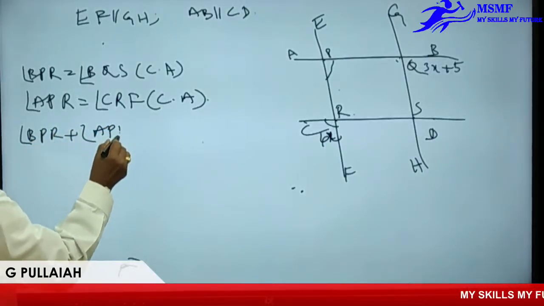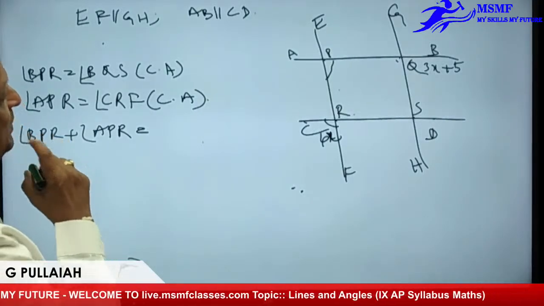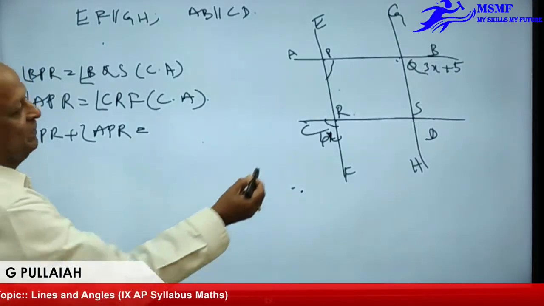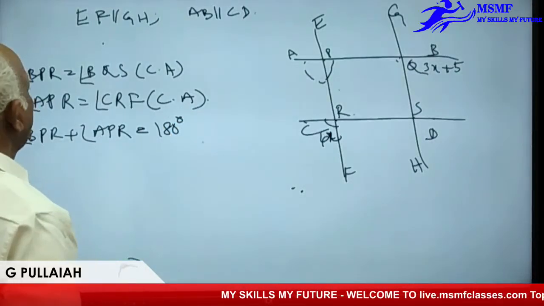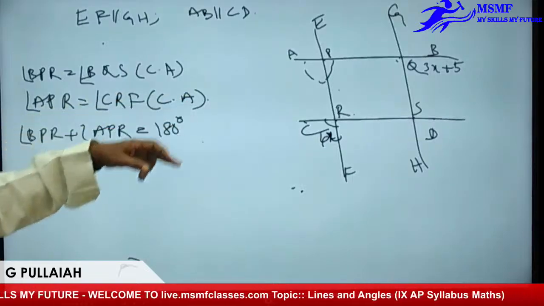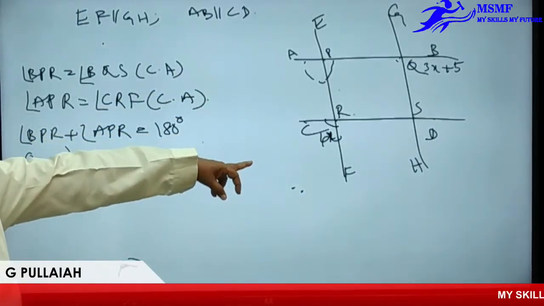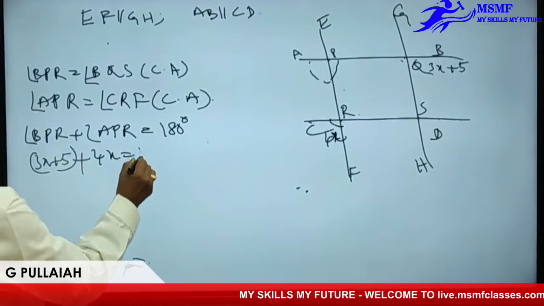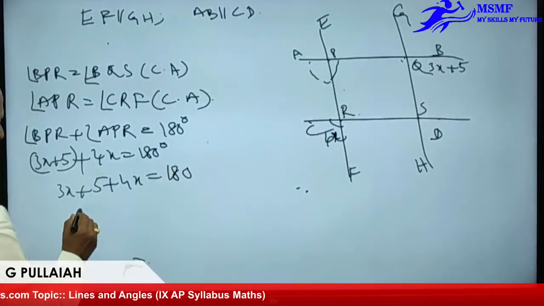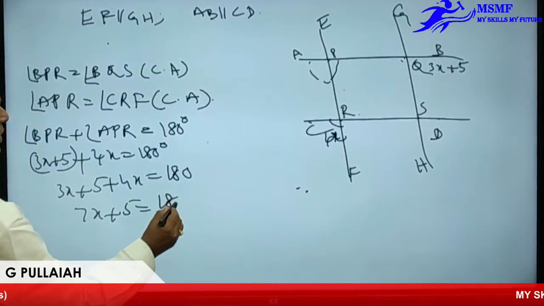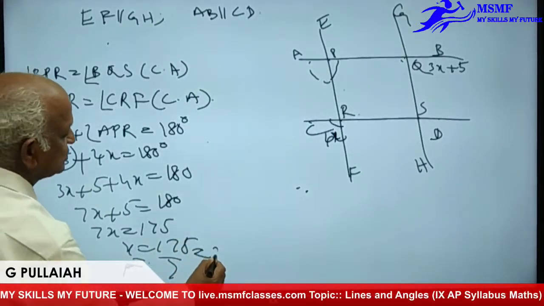Now here, these two angles, angle BPR plus angle APR. BPR and APR are the linear pair. So that is nothing but 180 degrees. Now BPR is equal to BQS, which is 3x plus 5, plus APR, which is equal to CRF, that is nothing but 4x. So now 3x plus 5 plus 4x is equal to 180. Similarly 7x plus 5 is equal to 180, and therefore 7x is equal to 175 and x is equal to 175 by 7, that is equal to 25.